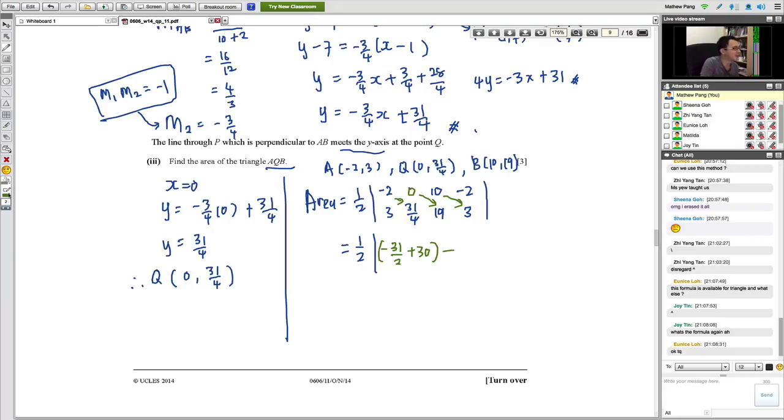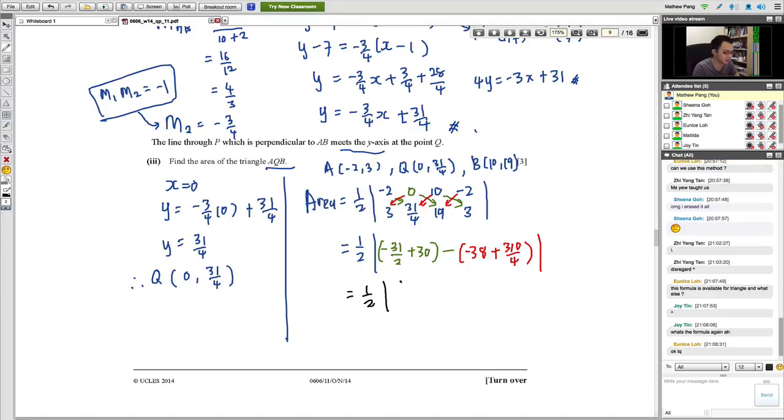Okay, then I want to cross multiply for this side also. This one multiplies this one, this one multiplies this one, this one multiplies this one. So negative 2 multiplied by 19 is negative 38. This one multiplied by this one will be plus 310 over 4, and then it is 0. Then I just use the calculator to finish this. So it will be 1 over 2. This one I use the calculator, it's easier. So negative 31 over 2 plus 30.